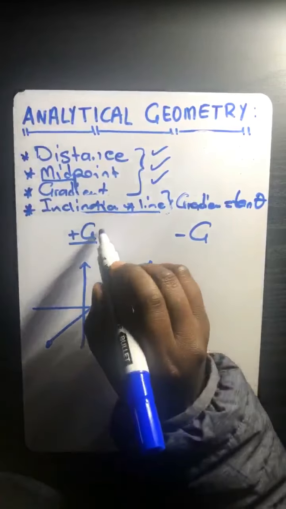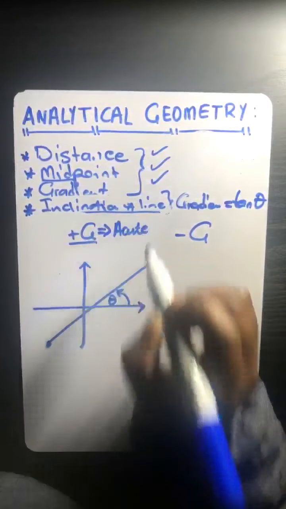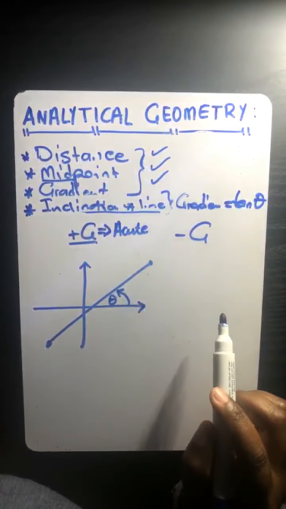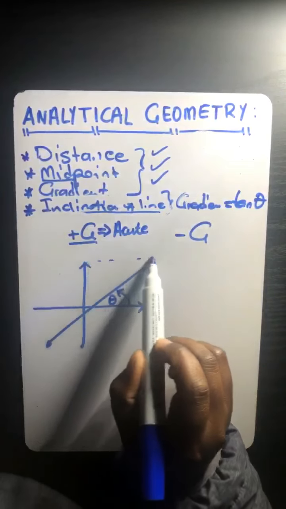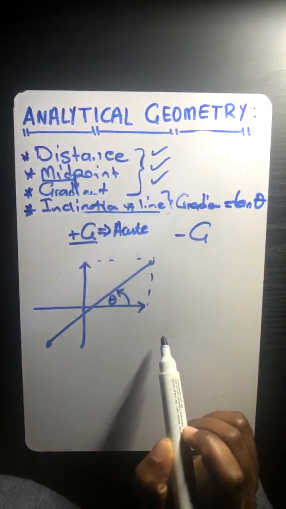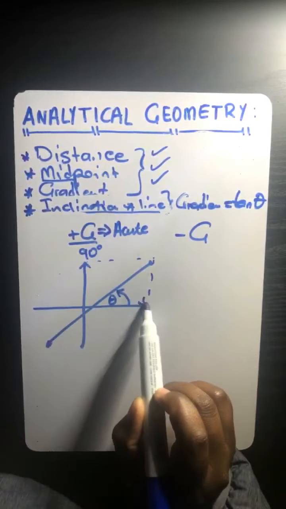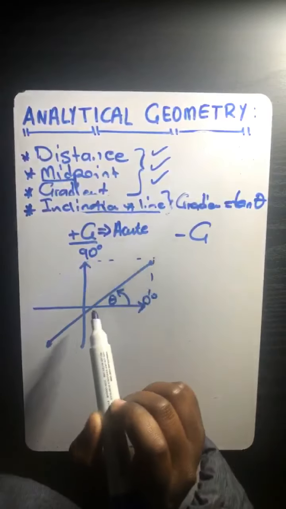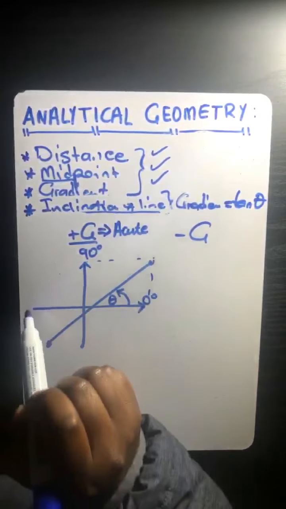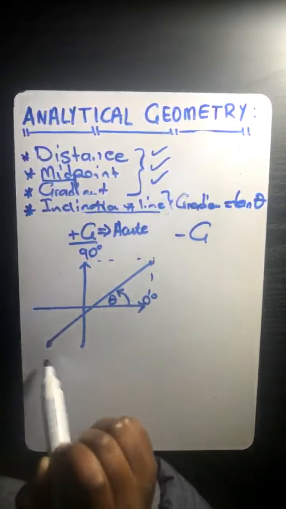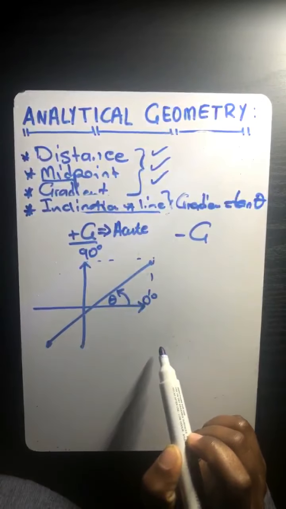That means we are going to have an acute angle. What is an acute angle? An acute angle is an angle formed in the first quadrant. It's an angle less than 90 degrees, or between 0 degrees and 90 degrees. You remember we said the first quadrant forms acute angles, the second quadrant obtuse, the third reflex, and then the fourth also reflex.